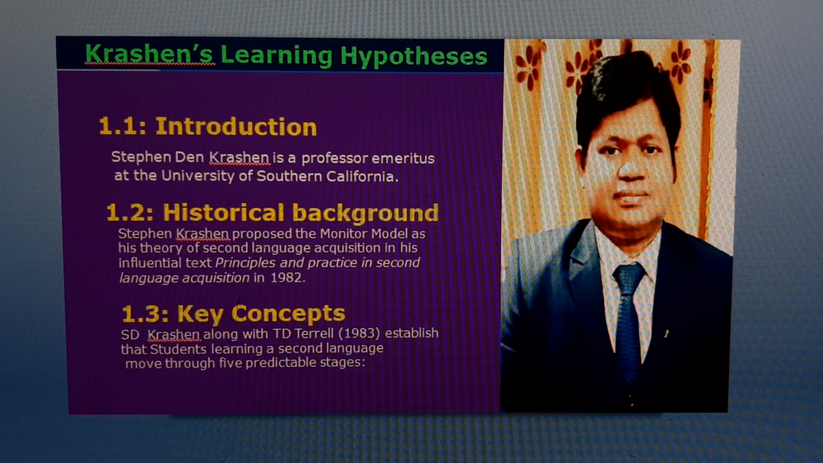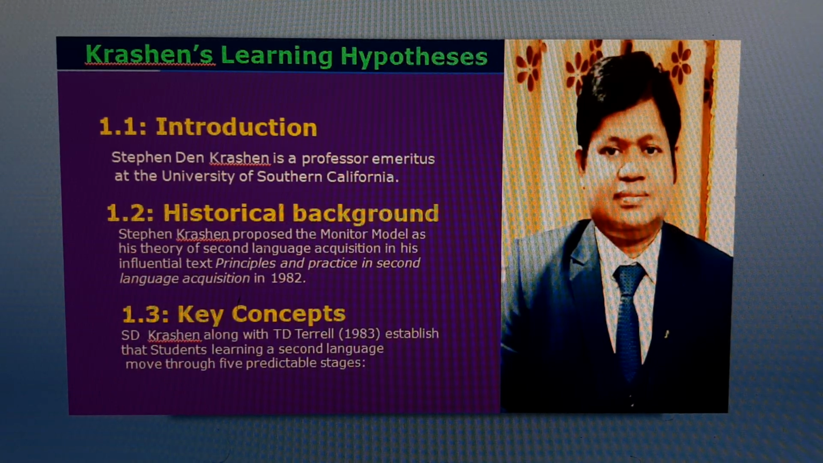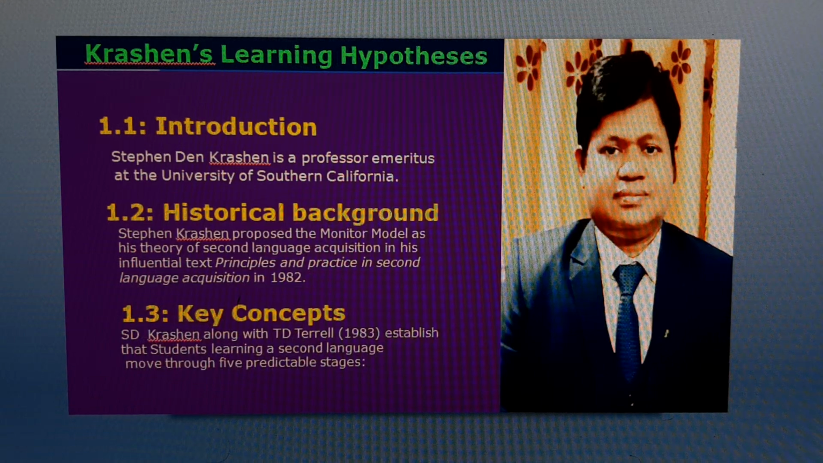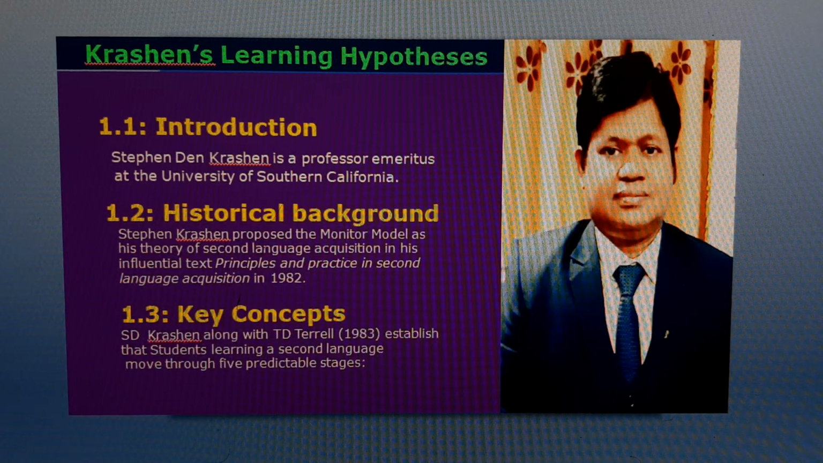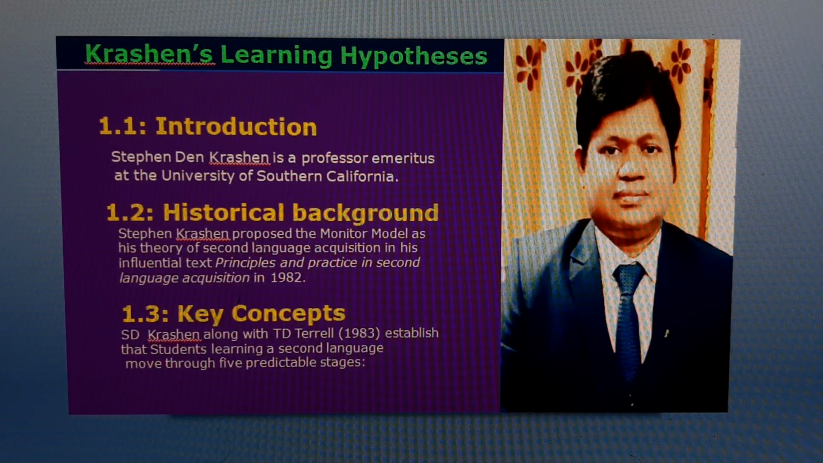This is a brief description of Krashen's widely known and well accepted theory of second language acquisition, which has had a large impact in all areas of second language teaching, learning and research. Key concepts of hypothesis. Krashen's theory of second language acquisition and learning is known as the monitor model, which posits 6 hypotheses about second language acquisition and learning. Number 1, the acquisition learning hypothesis.